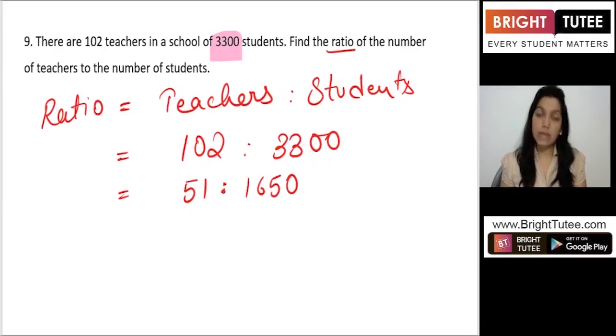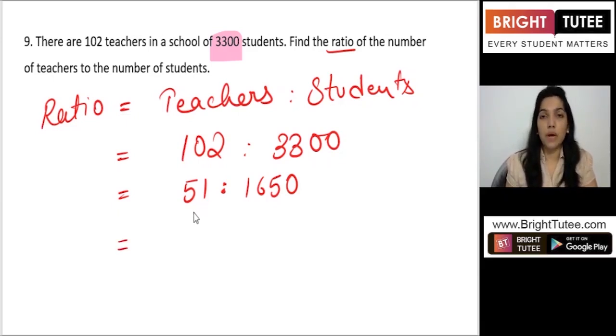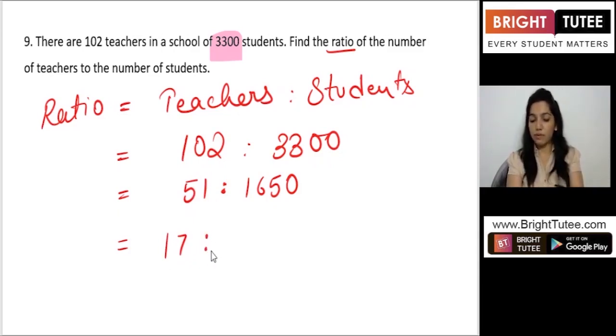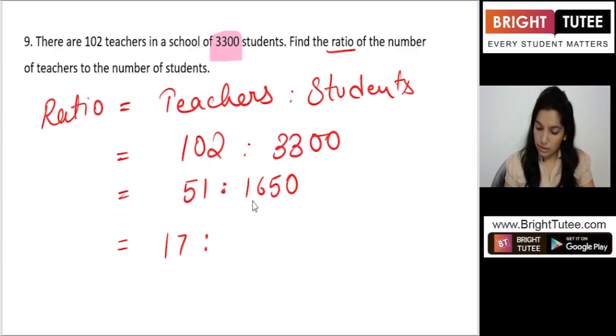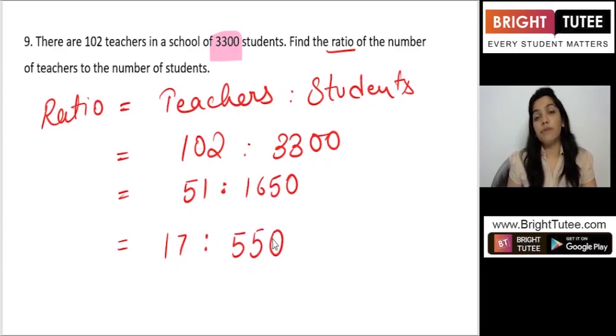But wait, I think we can further divide this, and we can divide both these numbers by 3, right? If we divide 51 by 3, the answer will be 17. And if we divide 1,650 by 3, the answer is 550. That means for every 550 students, we have got 17 teachers. I hope we cannot further divide this by any number, because 550 is not divisible by 17, right? So this is the simplest form that we have got.